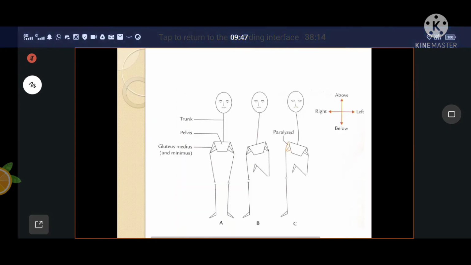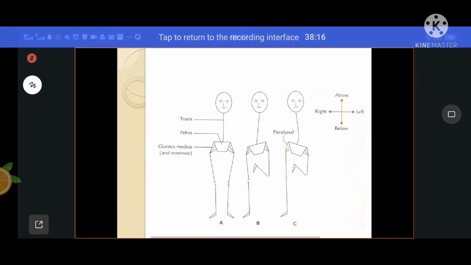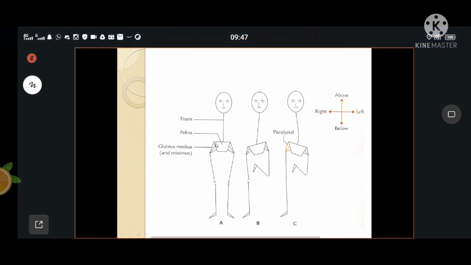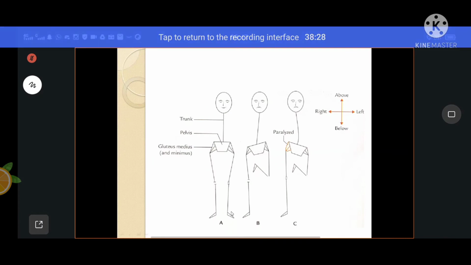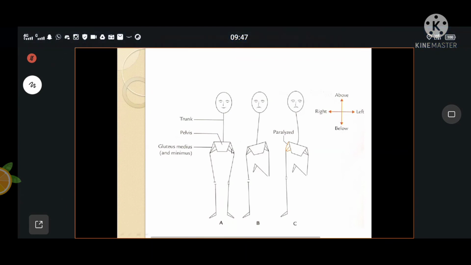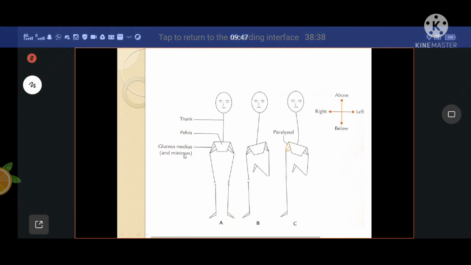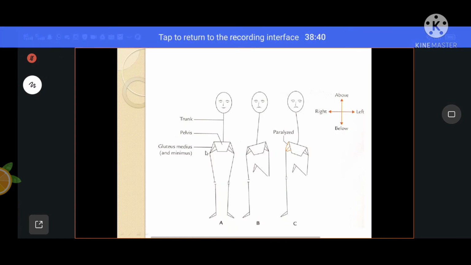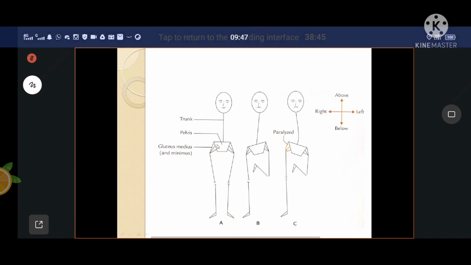Then you see here, I told you that the gluteus medius muscle helps in stabilizing the hip joint when we are walking. Right? So when both legs are on the ground, this is on the right side and this is on the left side. The gluteus medius muscle and the minimus muscle will help in stabilizing the joint when the leg is lifted.